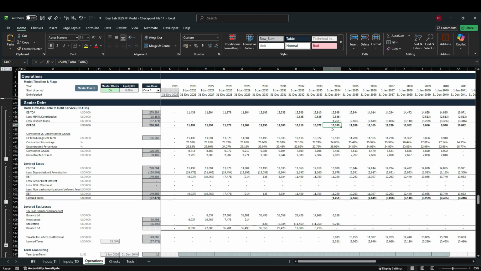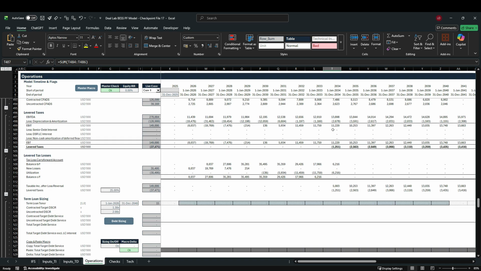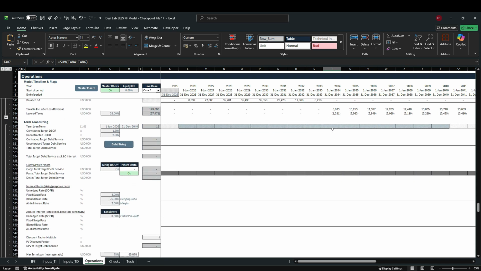Great, we have now captured the full levered tax effect, which means our CFETs reflect financing reality. And in our next lesson we will move directly into debt sizing, using the CFETs and DSCR targets to determine the sustainable debt amount.